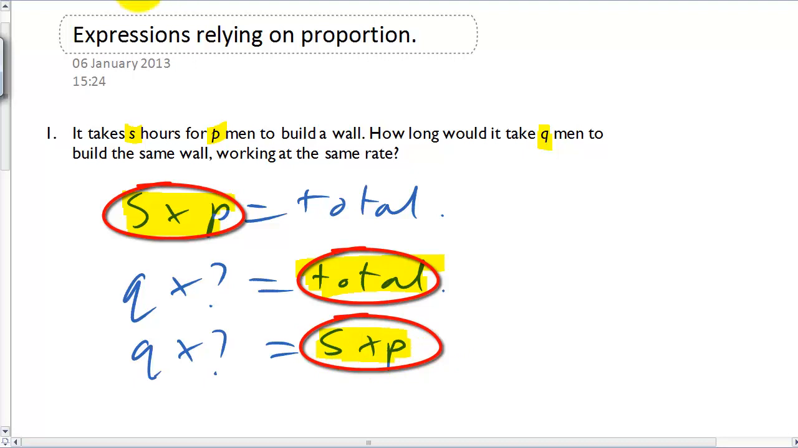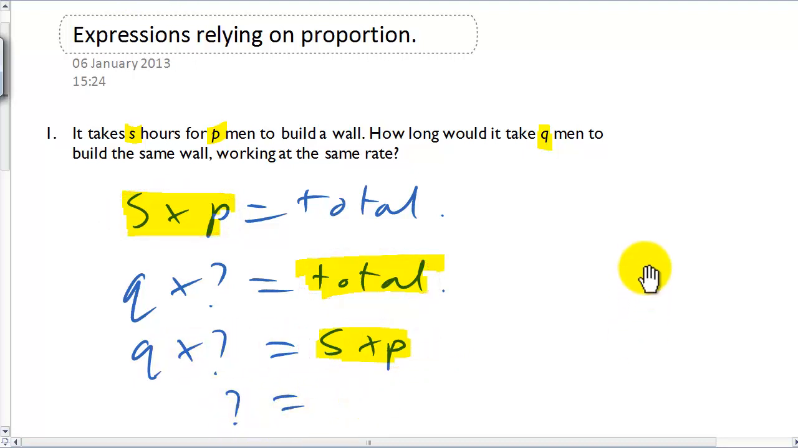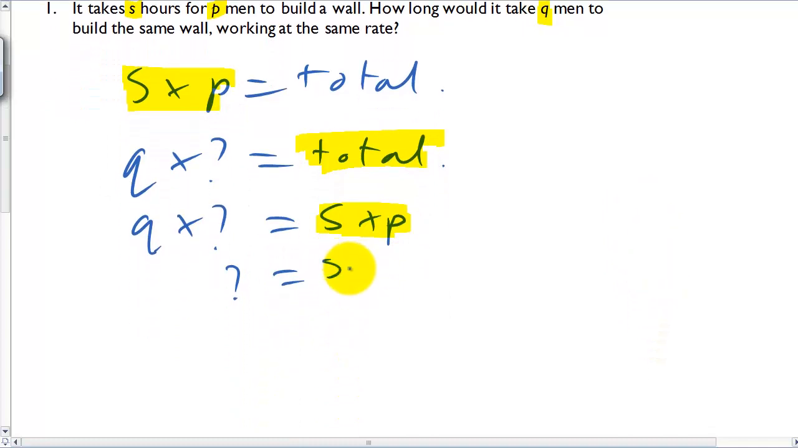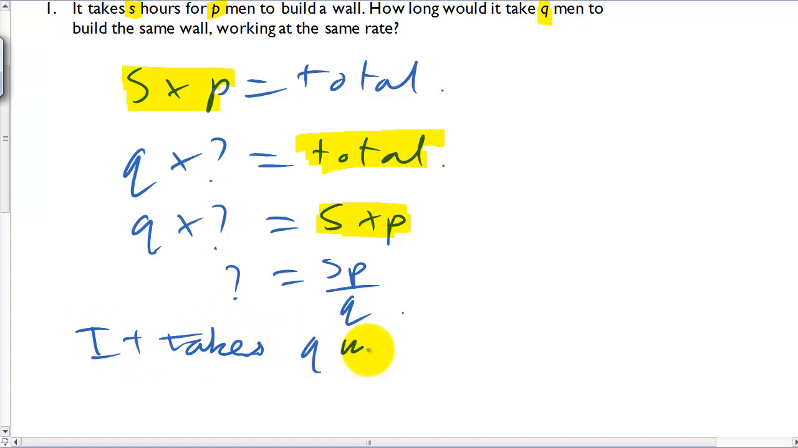And now we can find out the time taken by those Q men by just dividing by Q. So we just get SP, that's what S times P equals, over Q gives our time taken to build the wall. So it takes Q men SP over Q hours.